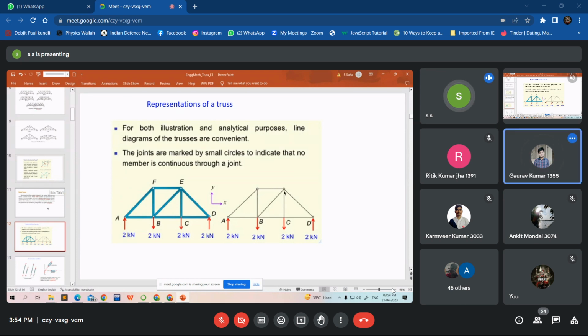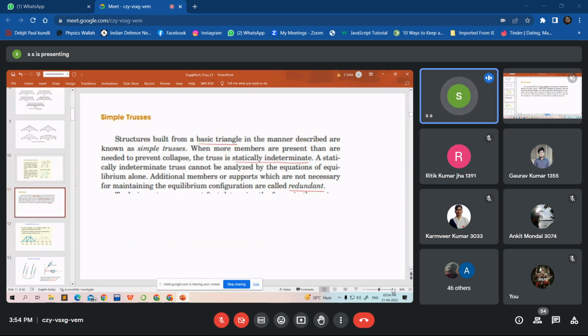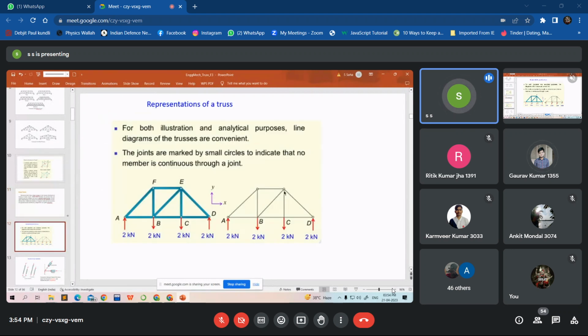Yes sir. So simple truss is simply built from a basic triangle. Here we have this truss system based on basic triangle. This is one triangle, this is one triangle, this is another triangle. So this is a simple truss where the truss is built out of basic triangles.